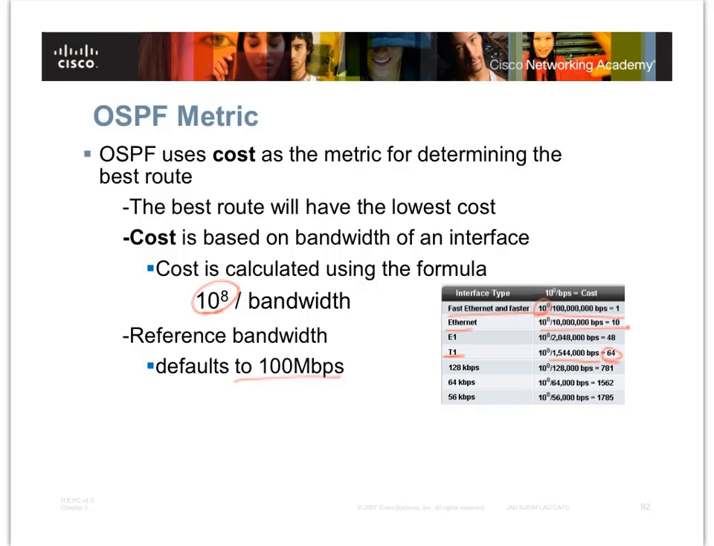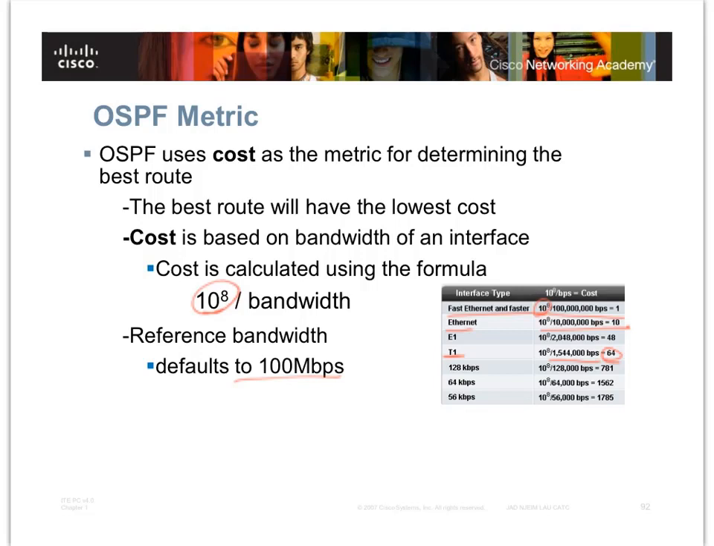Okay? So the reference bandwidth is by default 100 megabits per second. So what if the default bandwidth of the link is more than 100 megabits per second? Well, nowadays we have 10 gigabit Ethernet, right? So does that mean that the cost can be less than 1?